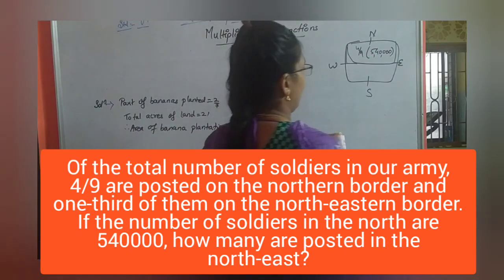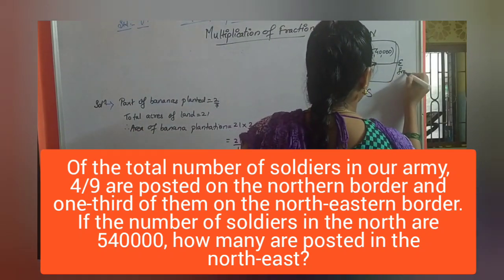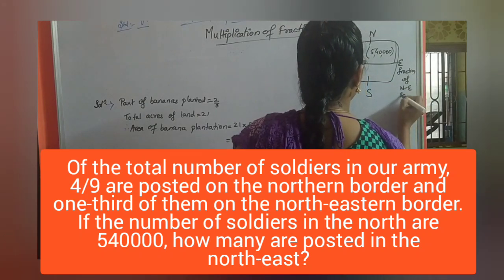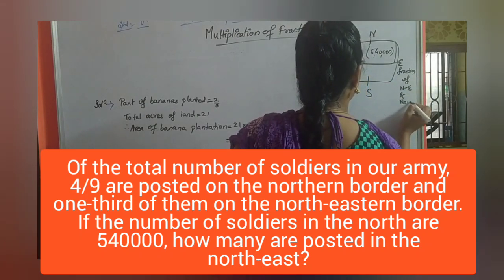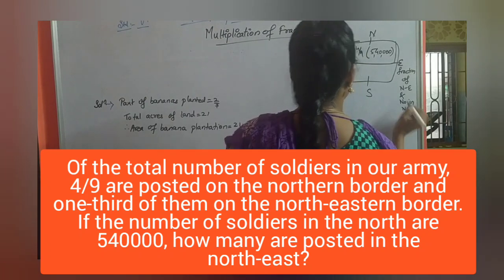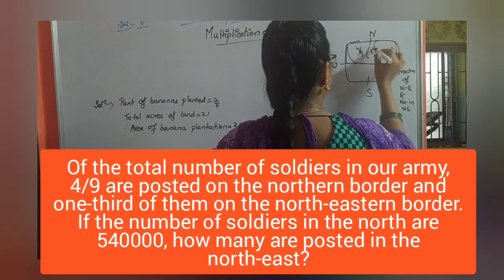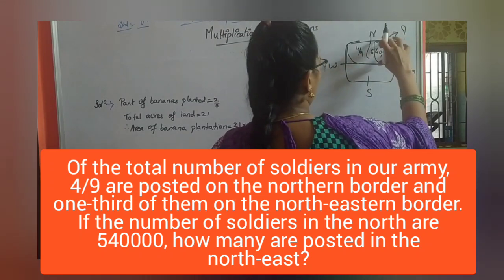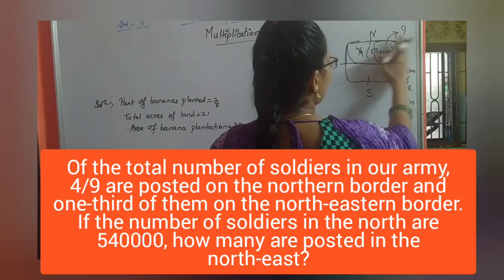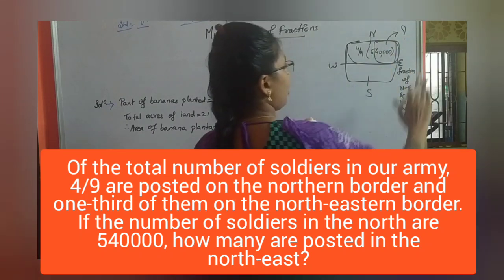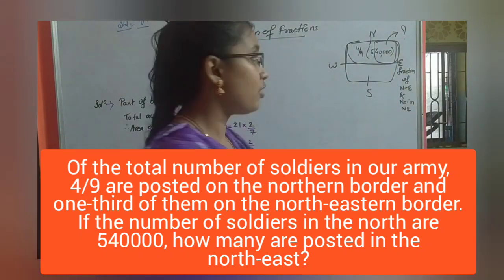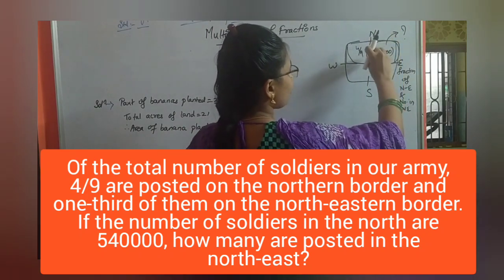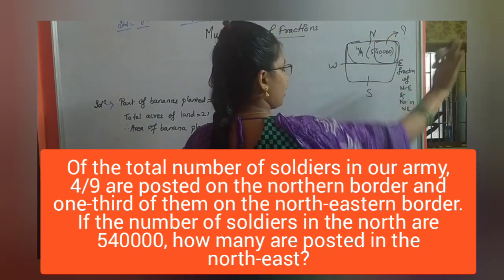We have to find the fraction of northeast and the number in northeast, that is in this area. We have to find the total soldiers appointed in the northeastern part, only the northeastern part, not western. So from the total of 5,40,000, how many soldiers are appointed in the northeastern part?